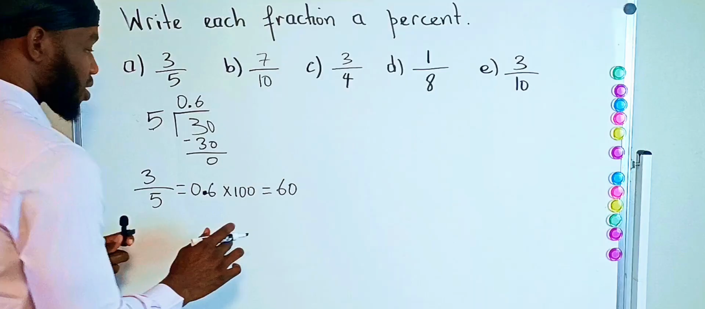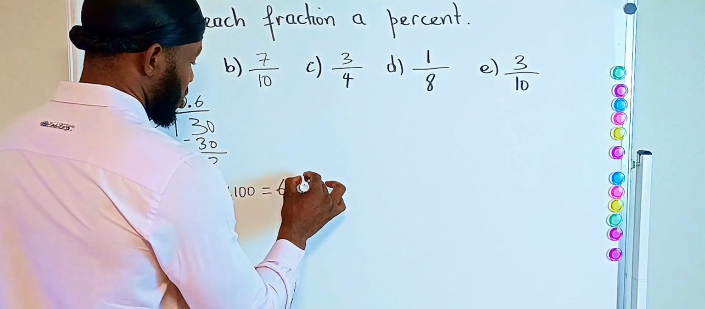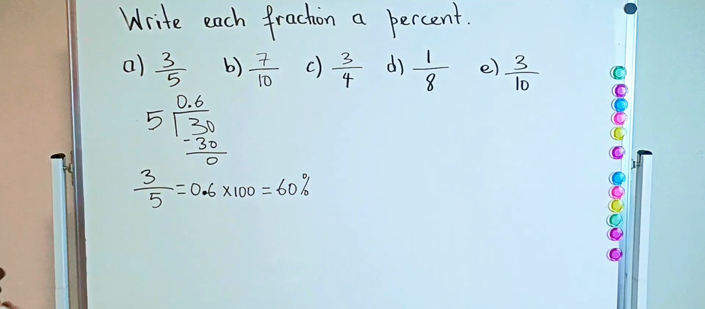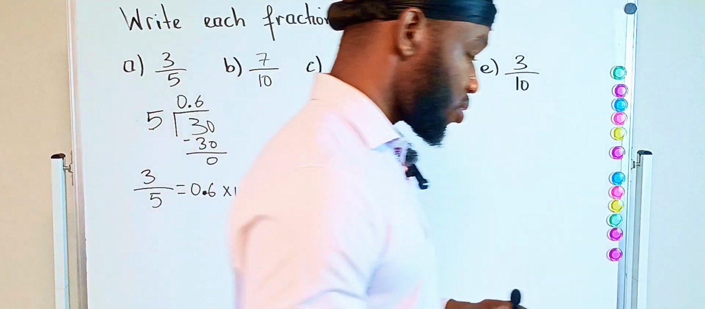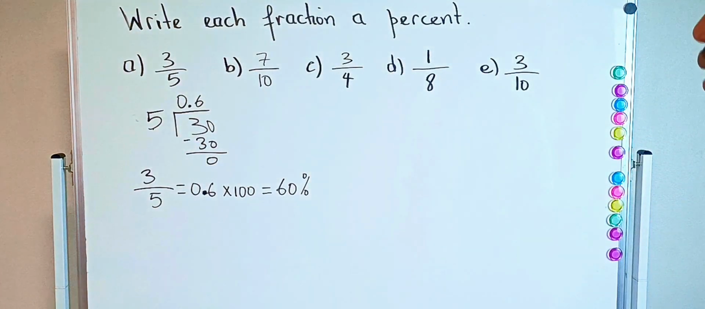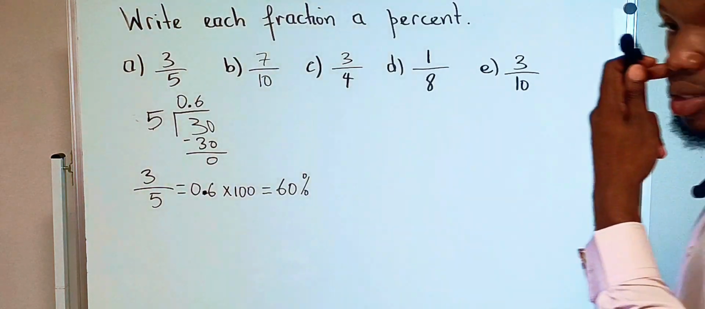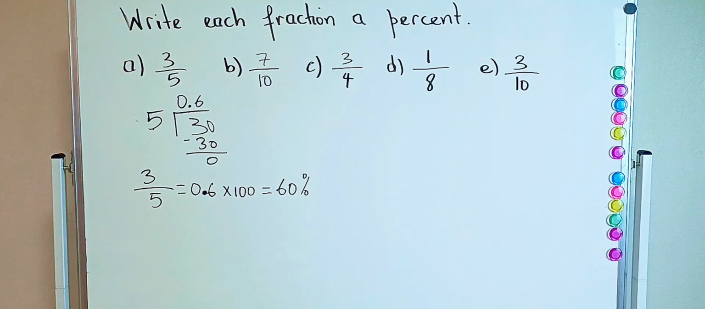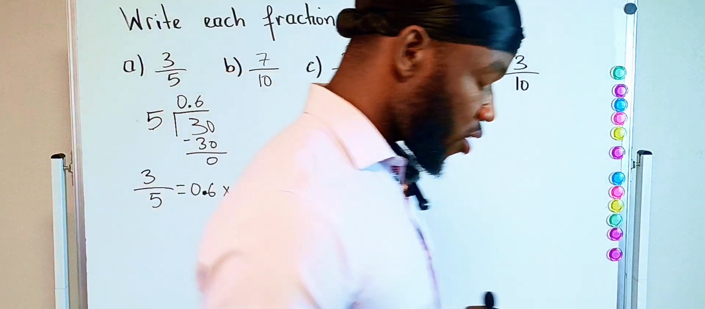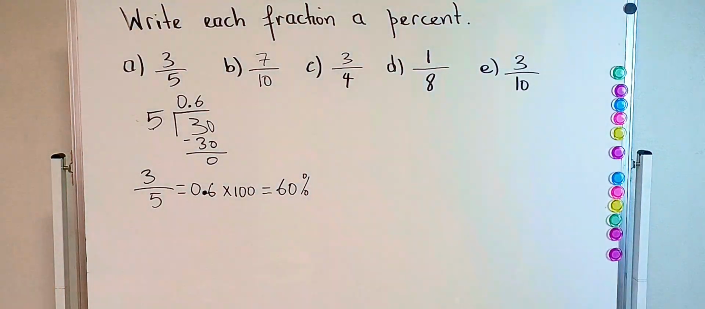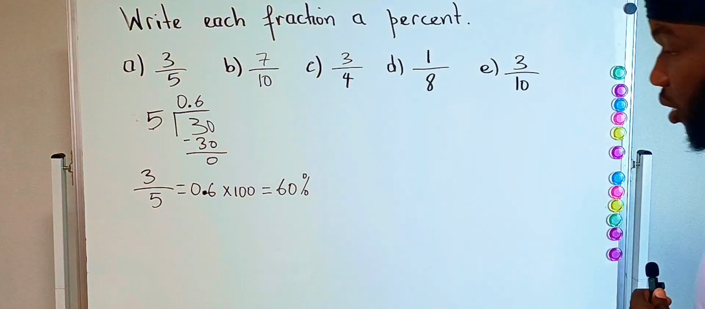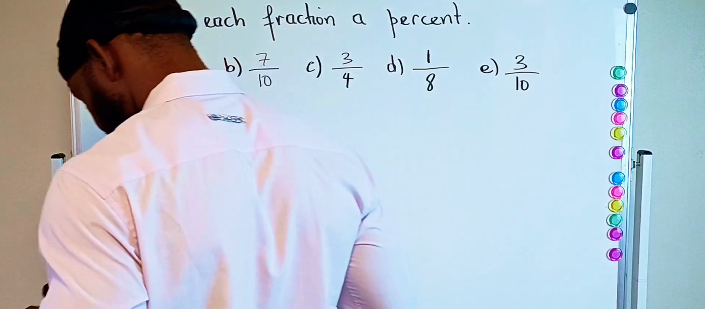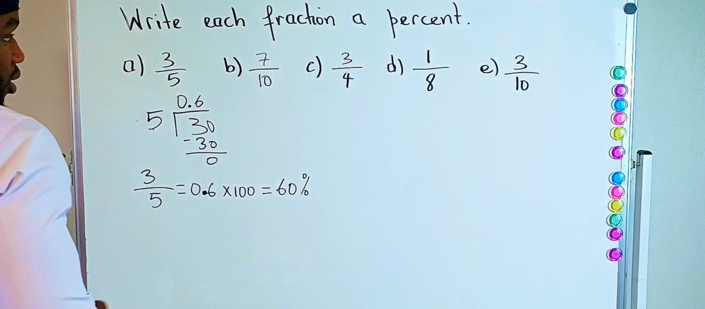In the last step, guys, you just add the percent symbol. So 3 over 5, which is a fraction, the percent equivalent to it is 60%. That means 3 is 60% of 5. You guys understand that? Okay, so let's go for the second one.